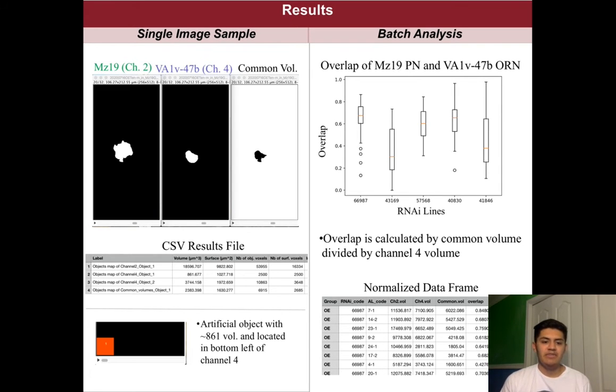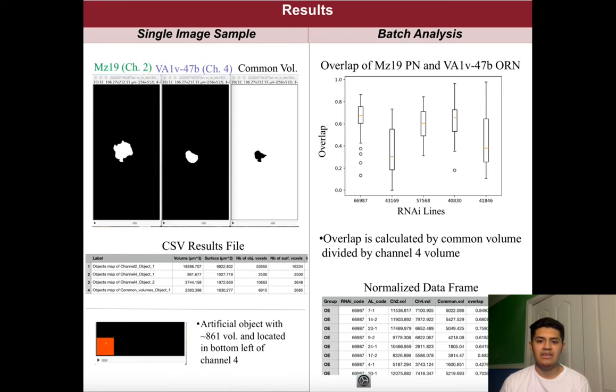As you can see in the CSV file, I introduced an artificial object within channel 4. This is due to the fact that there was a bug within the batch processing where it would terminate the process when it would receive an image without an object in that channel. Since I fixed that bug, we proceeded onto the batch analysis.